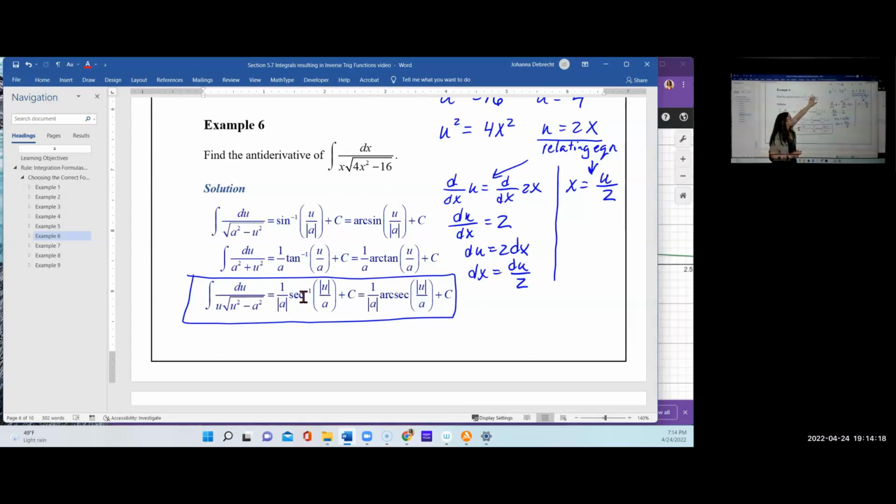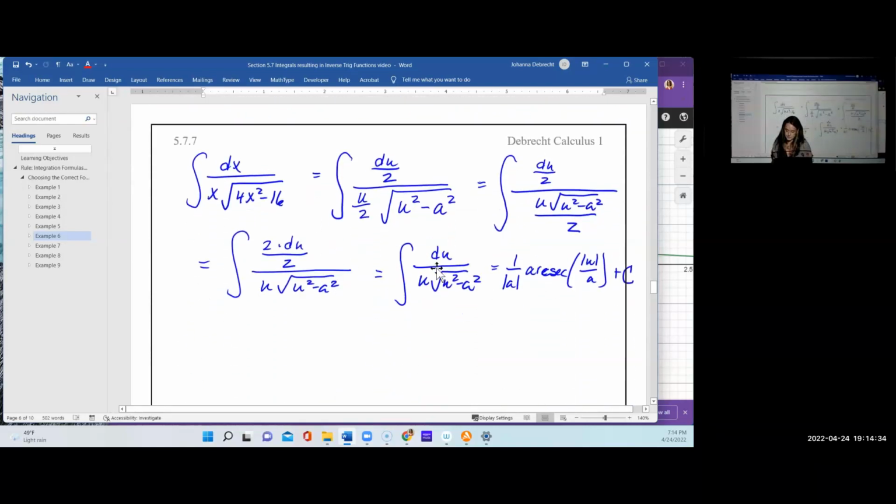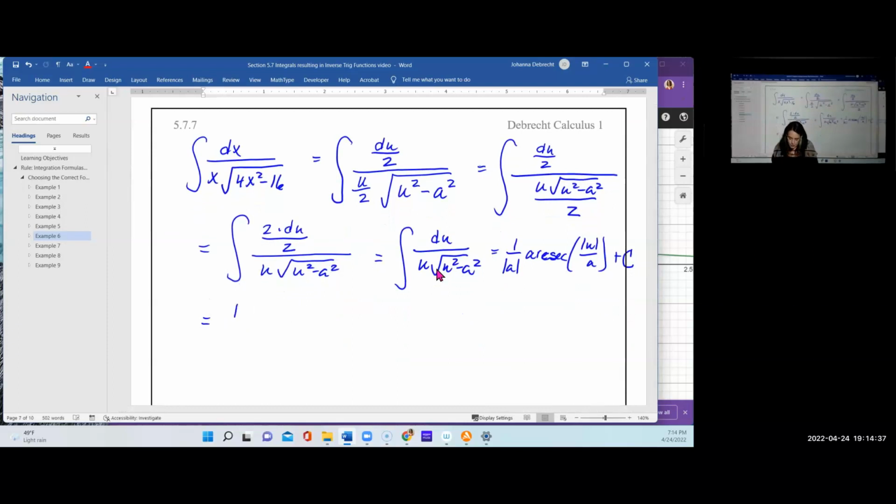The original integral was in terms of x due to the differential dx. We need to return the antiderivative function to a function of x. So we will substitute for u 2x and for a 4. This gives me 1 over 4, the arc secant or inverse secant function of 2x over 4. And again, you could leave this in absolute values plus the constant of integration.